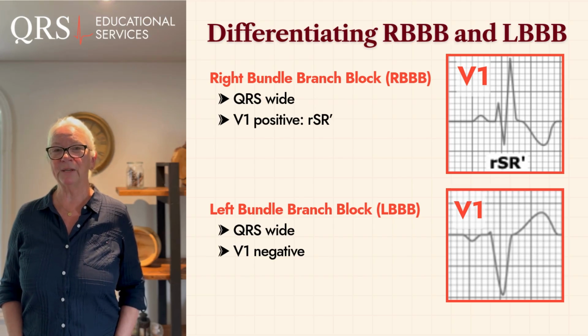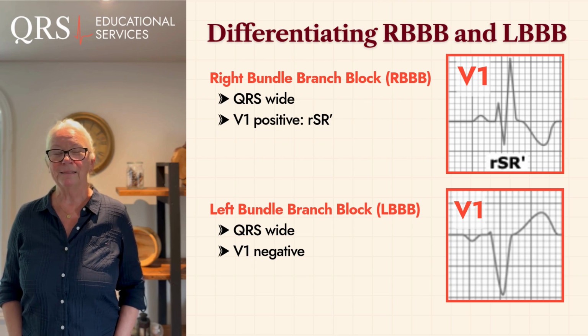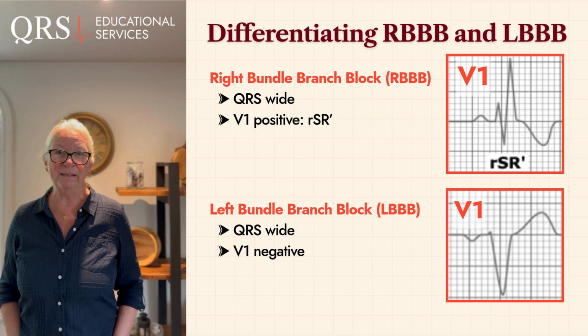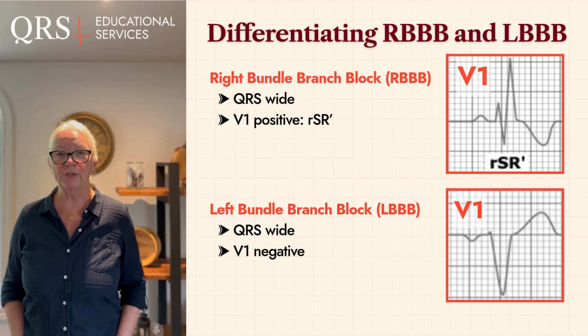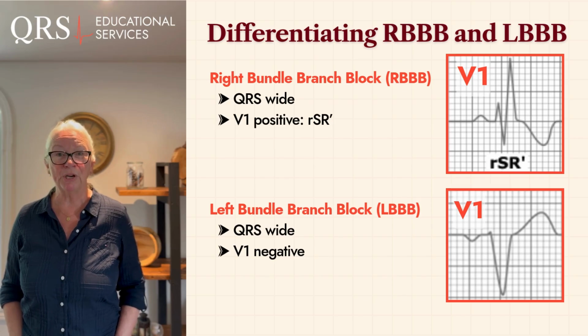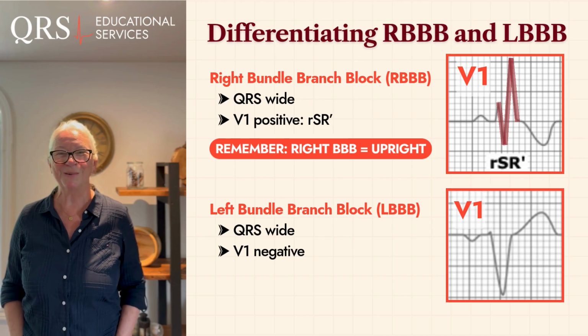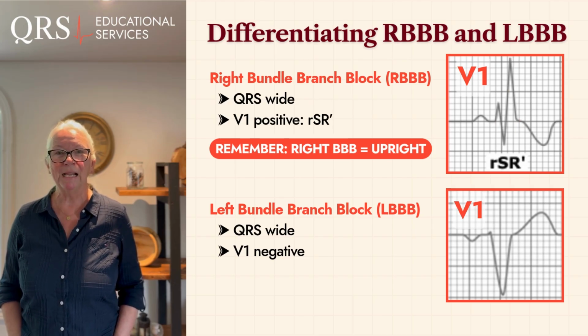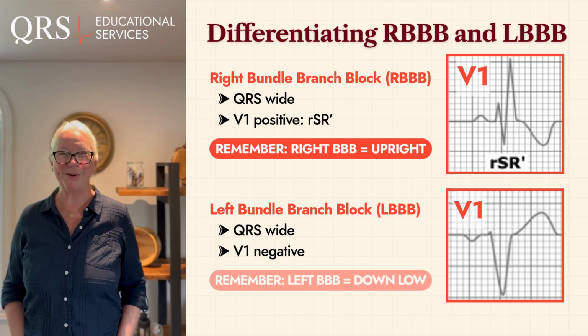There are many leads on the 12-lead ECG that will be abnormal, but when you take a look at V1, V1 is always going to help direct you to making that decision. In a right bundle branch block, V1 will be predominantly upright with an R-S-R QRS complex. In a left bundle branch block, V1 will be predominantly going negative or down low. So upright is right, down low is left.